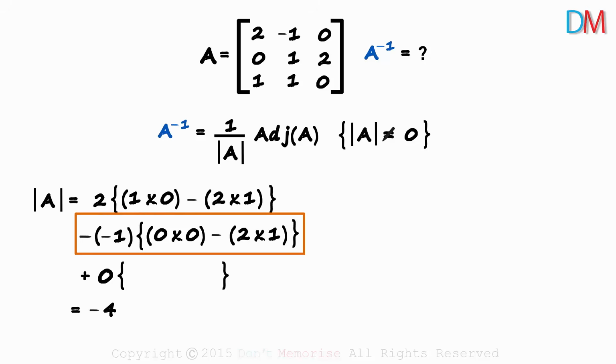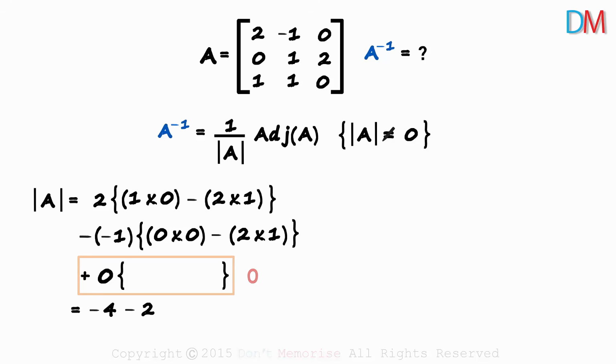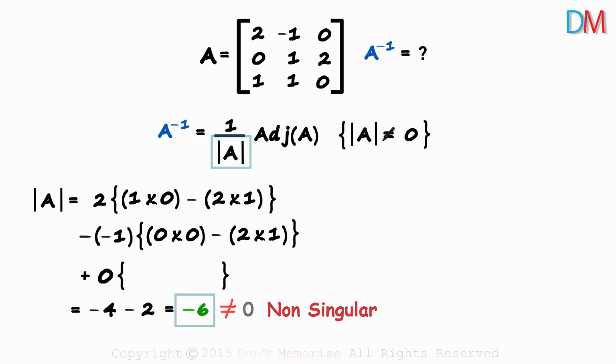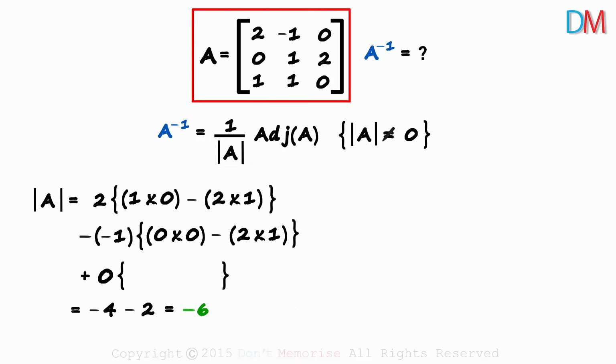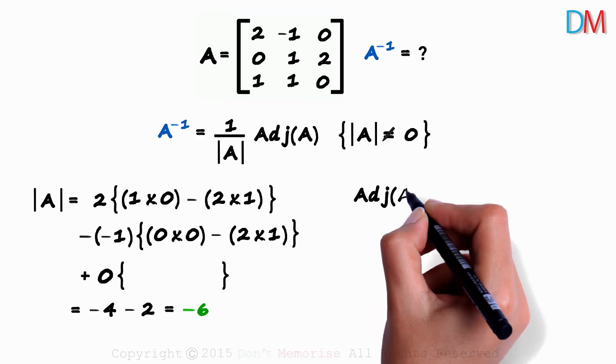What about the second product? Inside the brackets, we have 0 minus 2, which equals minus 2. 1 times minus 2 is minus 2, and this product is 0. Minus 4 minus 2 will equal minus 6. We have the determinant now. It's minus 6. As it's not equal to 0, we can say that it's non-singular. The inverse of this matrix exists. So we can move on to finding the adjoint of A now.